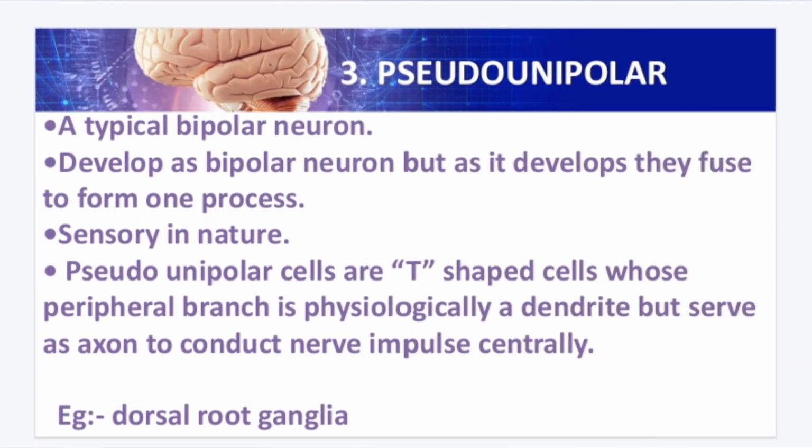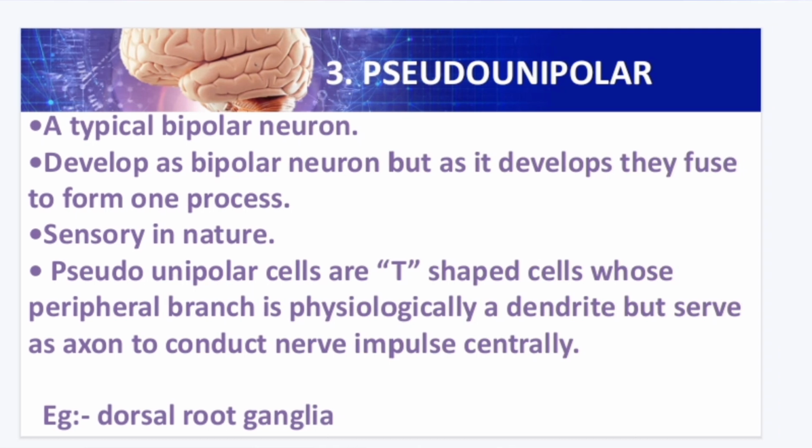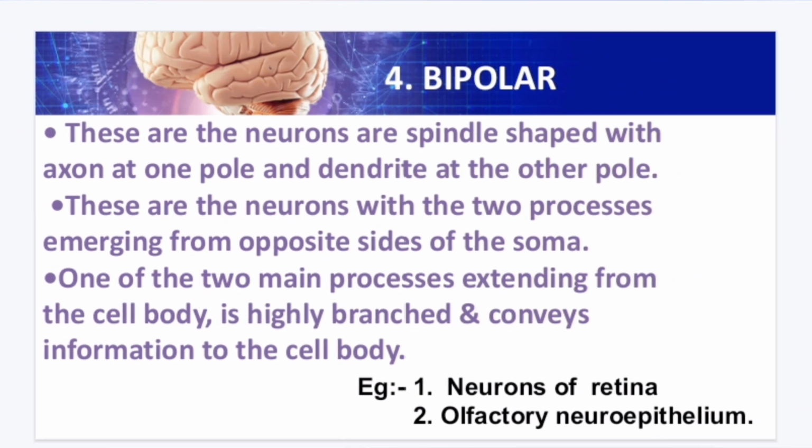Third one, pseudo-unipolar. So it is a typically bipolar neuron. As the name suggests, pseudo means false, right? So pseudo-unipolar means we may see it like a unipolar, but actually it is a bipolar neuron. The only difference is that physiologically the dendrite of this neuron will function as an axon, and it will conduct the nerve impulse centrally. And these are also called T-shaped cells because they have T-type structures. Example, dorsal root ganglion.